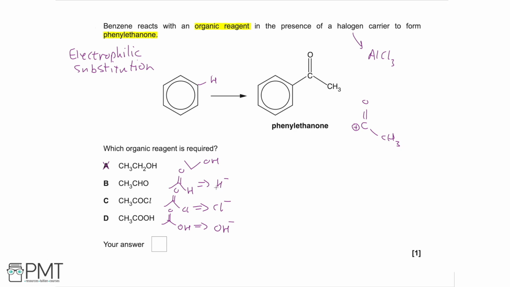H minus is by far the least stable of these options. Hydride anions do form sometimes, but really not very commonly as a leaving group. You should only really be seeing these when they're sourced from something like sodium borohydride as a reducing agent. And then we're left between chloride and hydroxide anions, and we need to think about their relative stability. So whichever negative ion is more stable is going to be the better leaving group and will be more likely to form this carbocation that we want to.